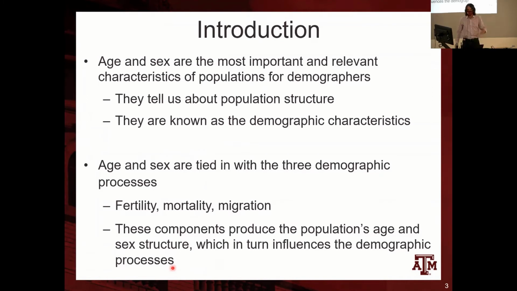So age and sex are the most important and relevant characteristics of populations for demographers. And pretty much by asking people what's their age and sex, you can understand what's the structure of the population in a specific year in a specific place. And they are actually known as a demographic characteristic. So when you hear someone asking what's the demographics of that population, usually they're referring to what's the proportion of men and women, what's the proportion of children, what's the proportion of adult population, what's the proportion of older people. Of course, sometimes people will go further, not just talk about age and sex, but also give you information about the composition of the population in terms of race, ethnicity, and so on.